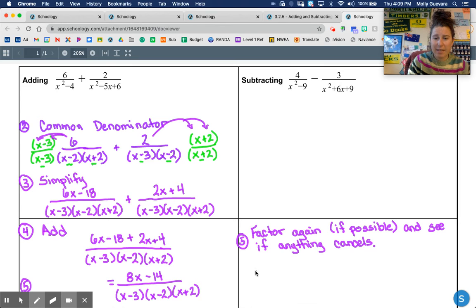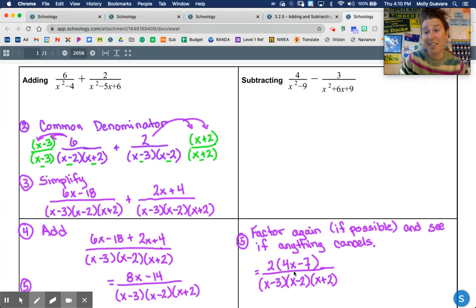So in this case, I can factor the top, right? 2 goes into both of those, so I can take out a 2, and I'm left with 4x minus 7 on the top. And then on the bottom, I still have x minus 3, x minus 2, x plus 2. So what I was looking for was maybe this 4x minus 7 could cancel with one of these, but in this case it can't. So that's fine. So that's my final answer.